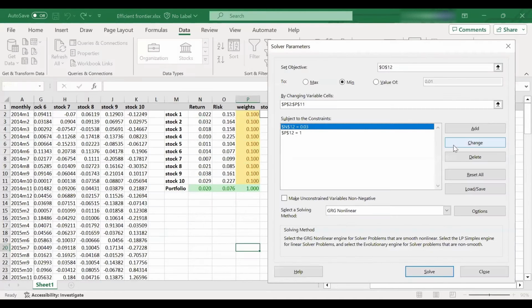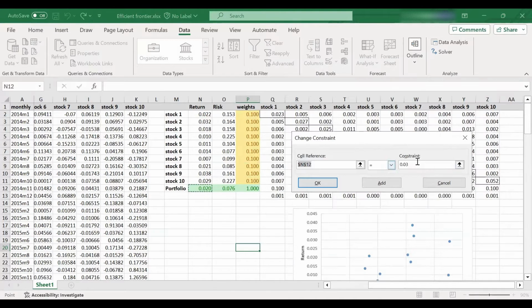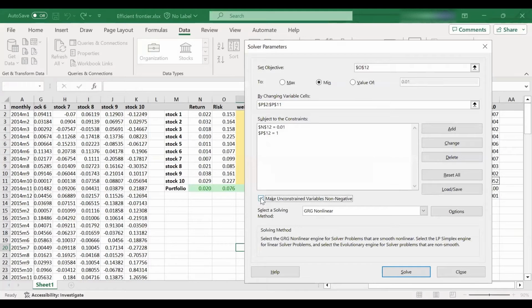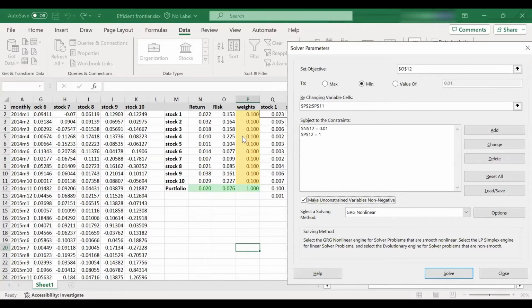So I'm going to start from a return of 0.001. Okay. And initially, you would notice that this box is checked. And maybe let me show you what difference that makes. So let's keep it checked for the moment. So what it will do is that if you keep it checked, essentially these weights will be always 0 or positive. So non-negative, basically. How do we interpret this economically? It means that if we check this box, essentially short selling is not allowed.